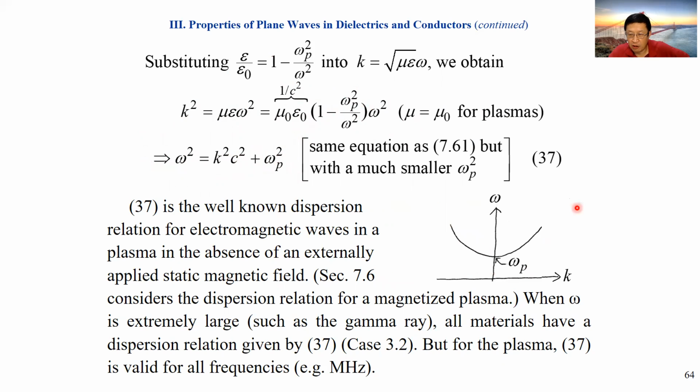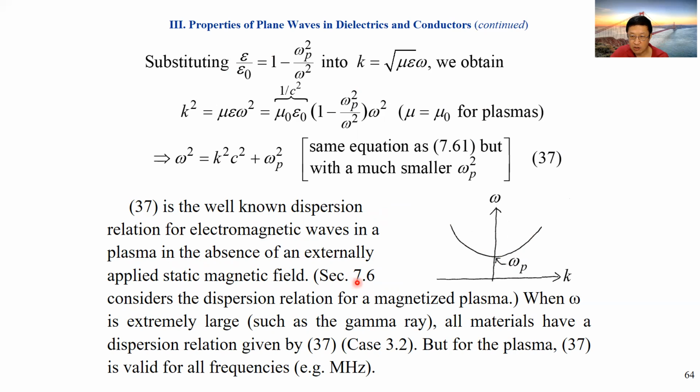If we draw a figure, it looks like this one. Omega p will be the cutoff frequency. Below this frequency, k becomes purely imaginary. Above this frequency, k can be positive or negative. Positive k means forward wave, negative k means backward wave. Equation 37 is the well-known dispersion relation for EM waves in a plasma in the absence of an externally applied static magnetic field.